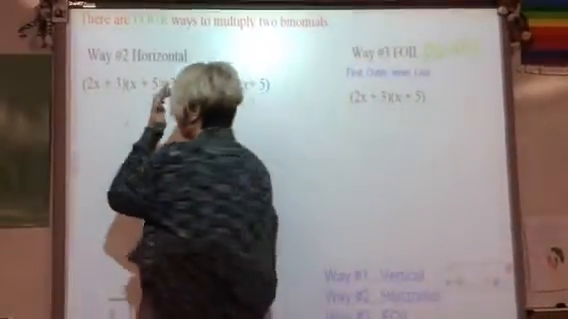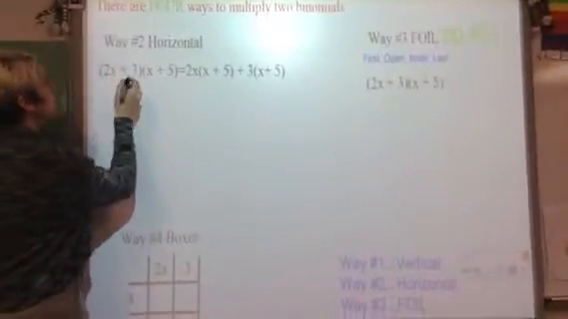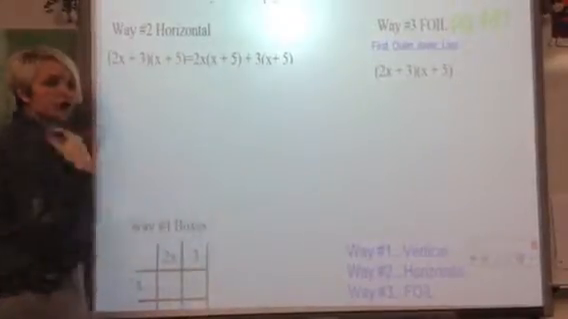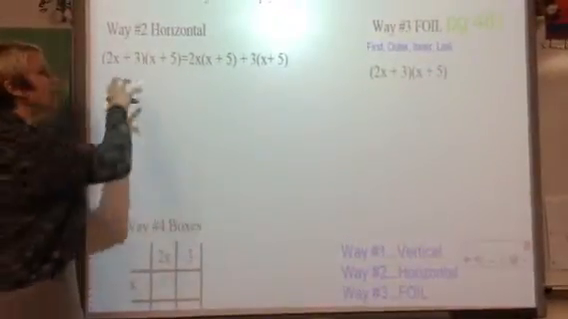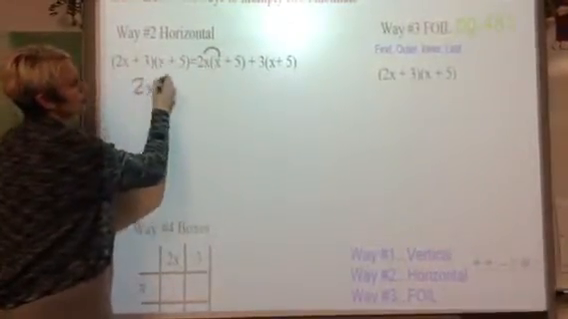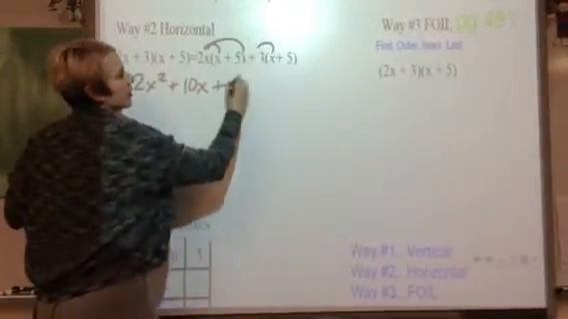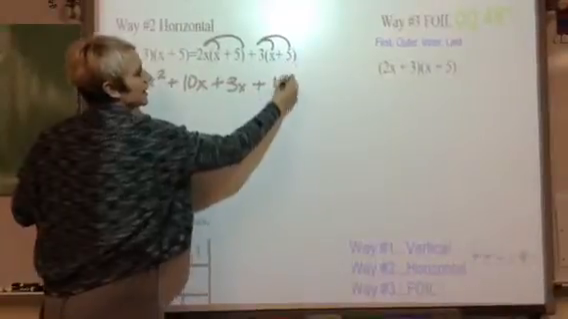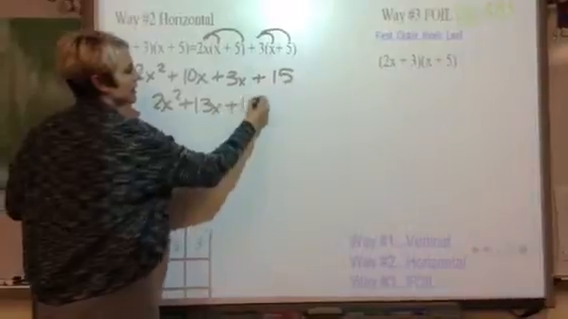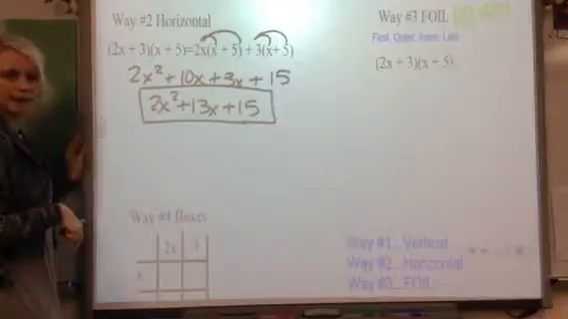We could do horizontal here. Now, in horizontal, what you have to do is break apart the first binomial. So we would take 2x times the x plus 5, and then we take the 3. So you're doing distributive property, horizontal method, but you have to break that first binomial into pieces. So 2x squared plus 5 times 2x would be 10x plus, that'd be 3x plus, that'd be 15, and then you gather like terms. So 2x squared plus 13x plus 15. This method is called horizontal method, or you could also call it distributive property.